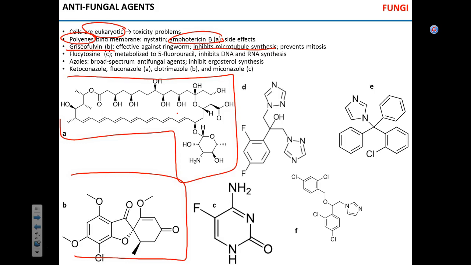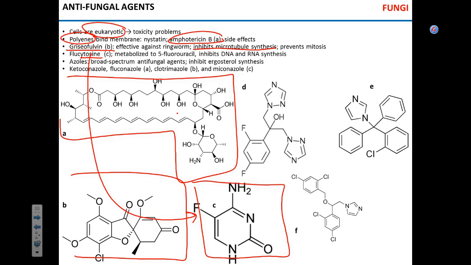Flucytosine, shown here, is a modified version of the nitrogenous base cytosine. When it enters the fungal cells, it's metabolized to produce 5-fluorouracil, and then it is incorporated into the growing chain of DNA or RNA, inhibiting any further elongation of these molecules and essentially stopping DNA and RNA synthesis.